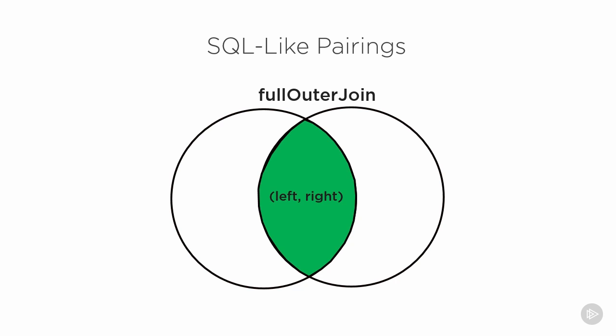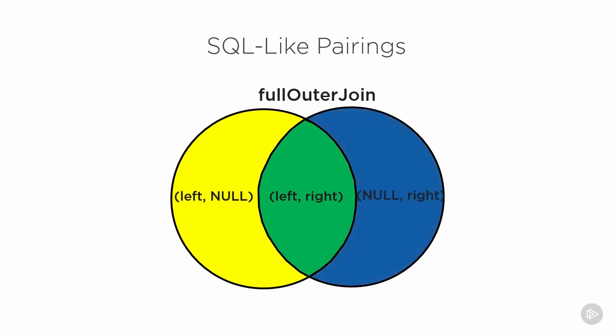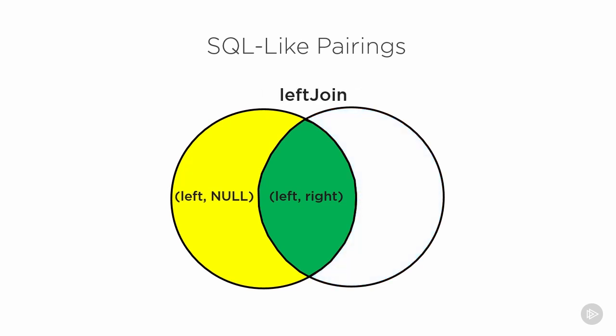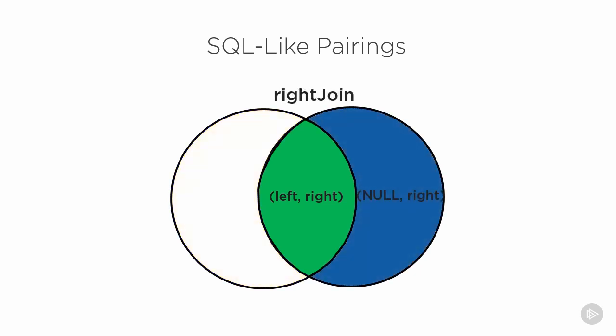Then there's a full outer join, which returns an RDD with not just the matching keys, but also the left values that don't match the right's key, where the resultant tuple's right side is filled in with a null. It also includes the right values where the left key doesn't match, with the resultant tuple's left side filled in with a null. Then you have a left join, which is the same as a full outer join, except it omits the right side values that don't match. And the opposite of that is a right join, which omits the left side values that don't match.